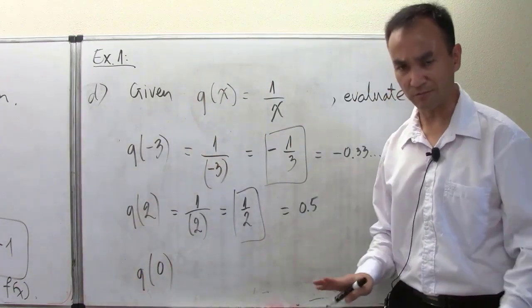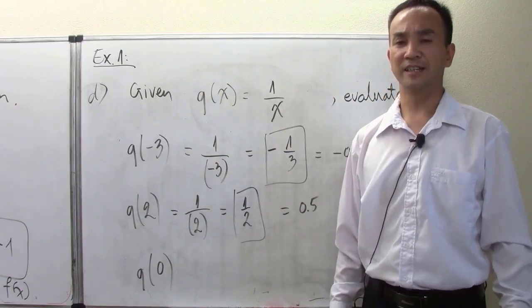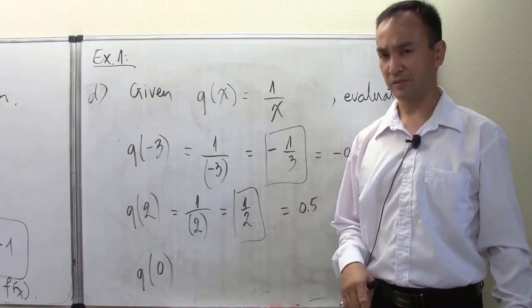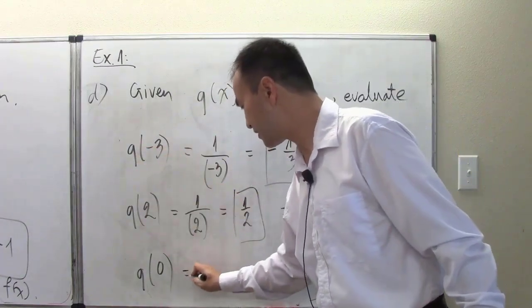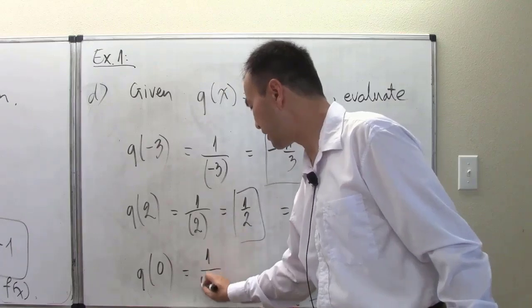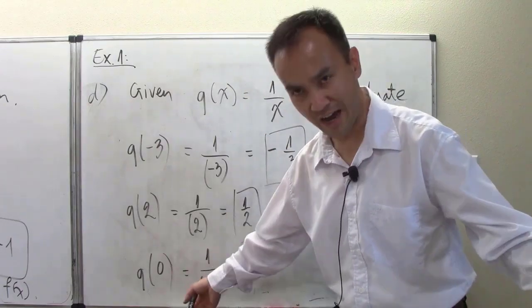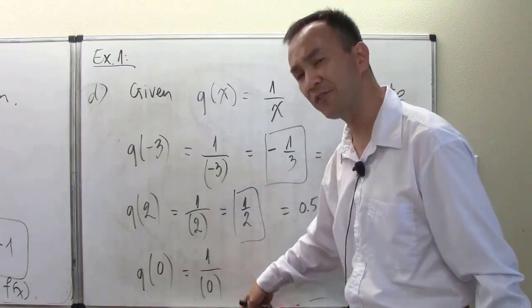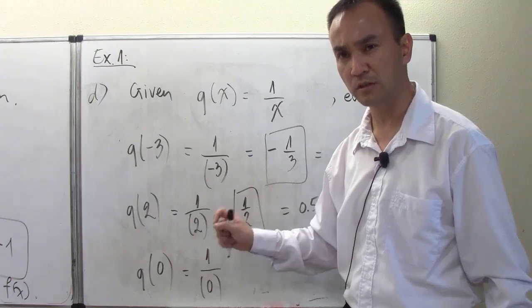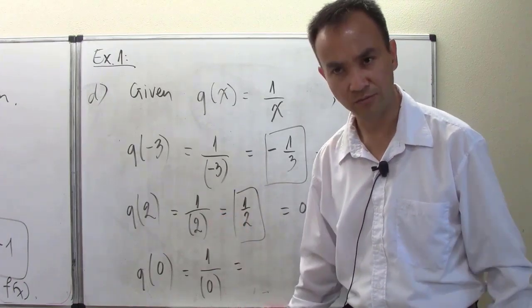Now, how about q of 0? Just write it down. You don't need to worry about anything too far ahead. Just like I did earlier, what it means is 1 divided by the input being now 0. Let's proceed according to the rule. According to the rule, 1 divided by 0. Oops. We don't know how to divide by 0.